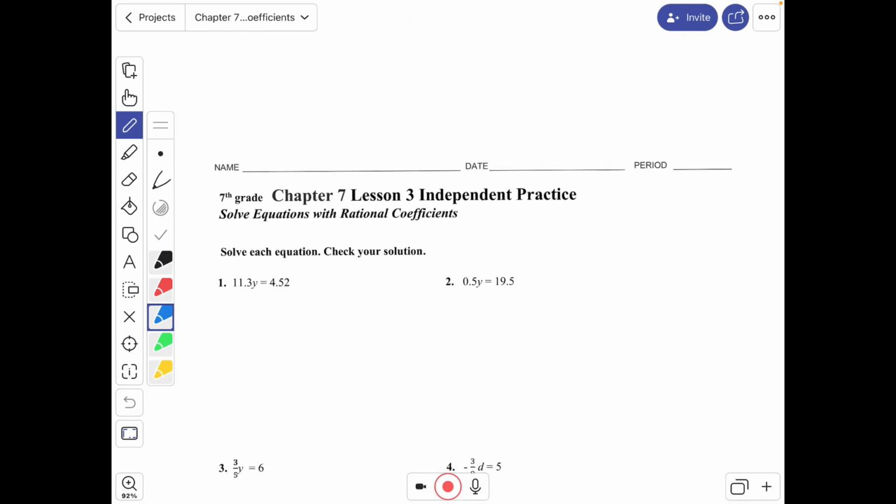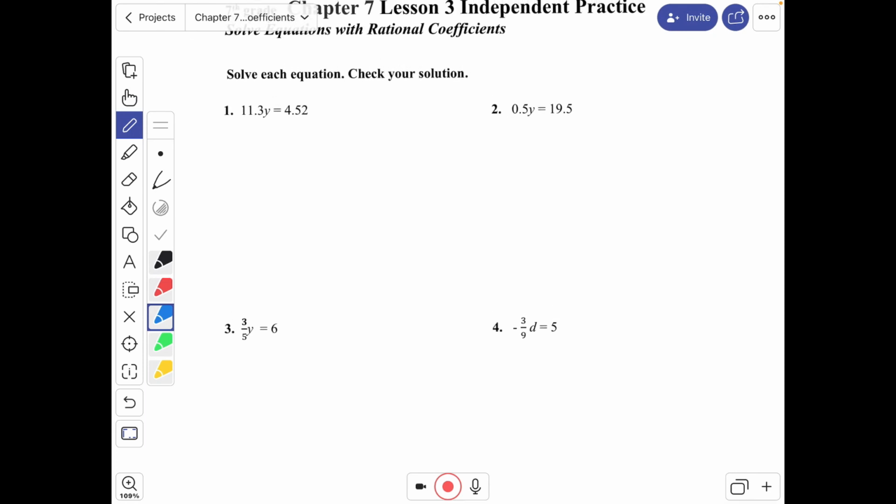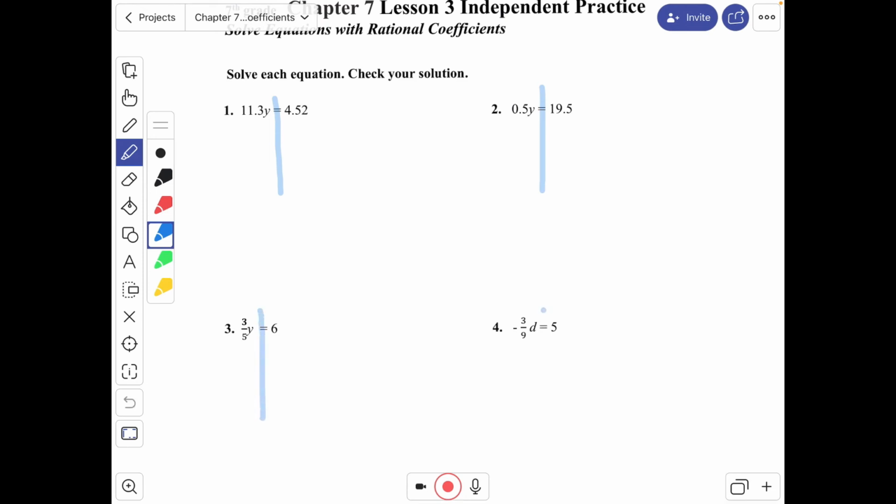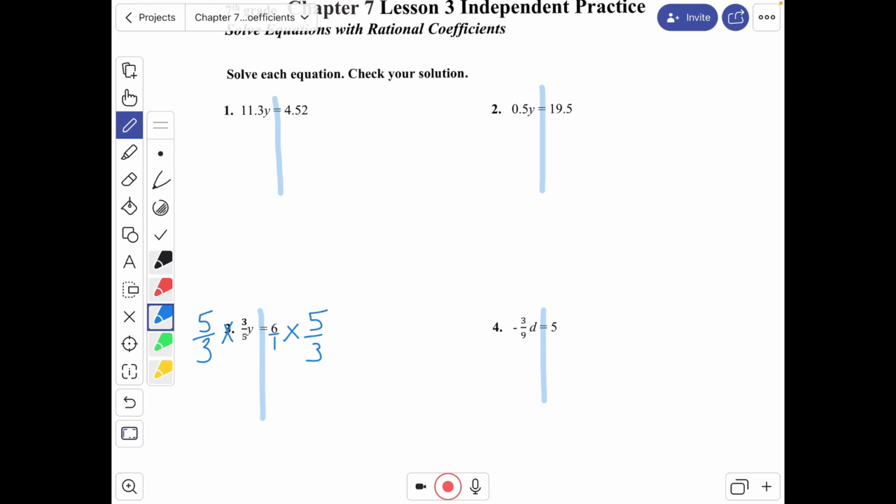Maybe we can look at the ones you're supposed to be doing. So on number 1, you're going to be dividing by 11.3. And on number 2, you're going to be dividing by 0.5. On number 3, you're dividing by 3/5. And remember, you have to change it to multiplication and flip the fraction. And you might need to put a 1 under him. Same thing on number 4.